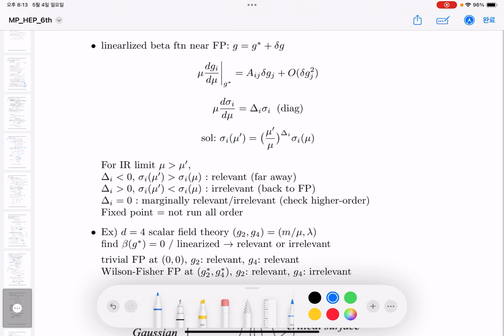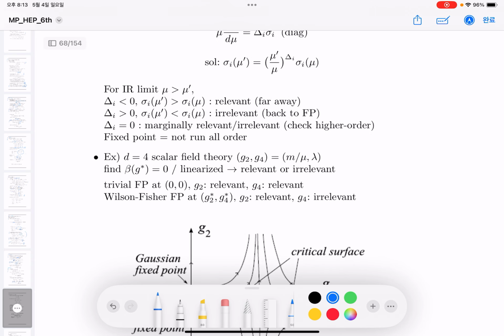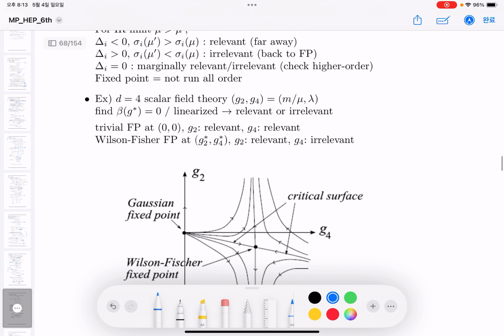some couplings are relevant, but some are irrelevant. And also the marginal ones remain, but higher-order expansion is necessary. For example, for the scalar field theory, we can find the fixed points: a trivial one, and the Wilson-Fisher one.